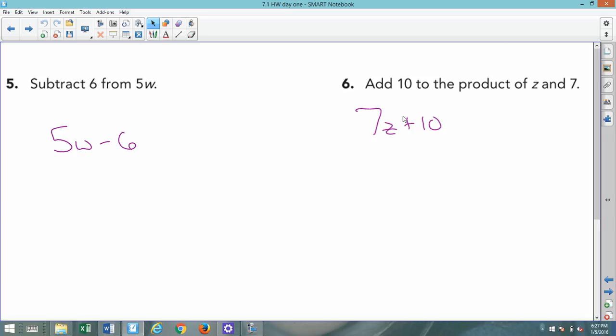Number 6 reads, add 10 to the product of z and 7. So first, it's almost like we should have little parentheses right here. Add 10 to, and then it's almost like you should do this first, and then do the next part. It's going to be really your choice, but that's how I look at it. And it's 7z plus 10.